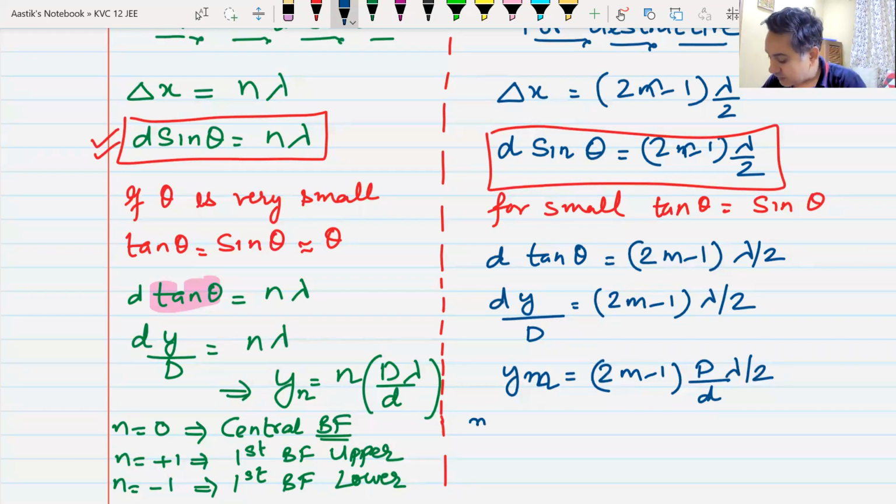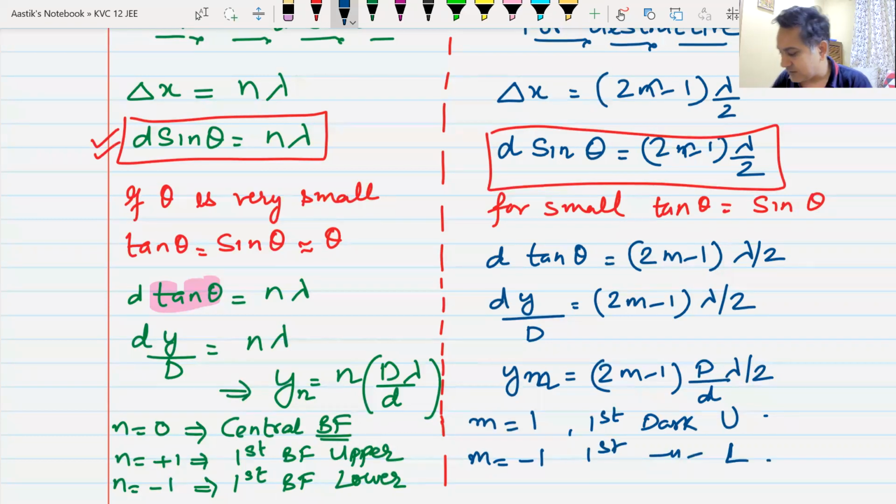If I put the value of m starting at 1 or plus 1, I will get the first dark in the upper region. If I put m as minus 1, I will get the first dark in the lower region, and so on. Do we understand this? Yes or no? Yes, sir.